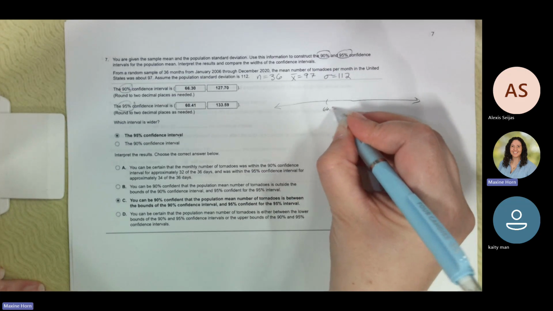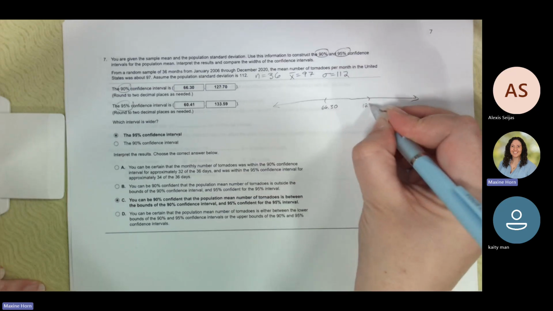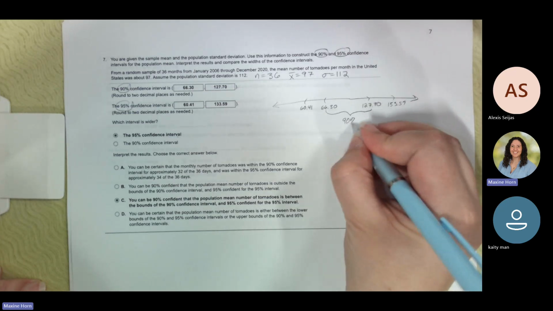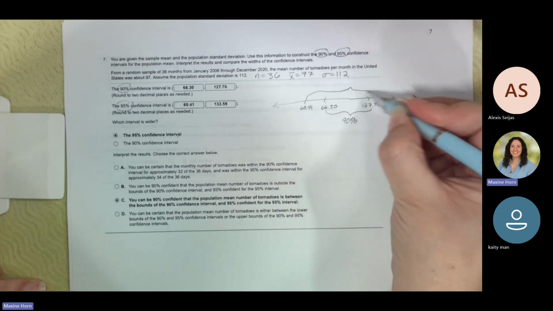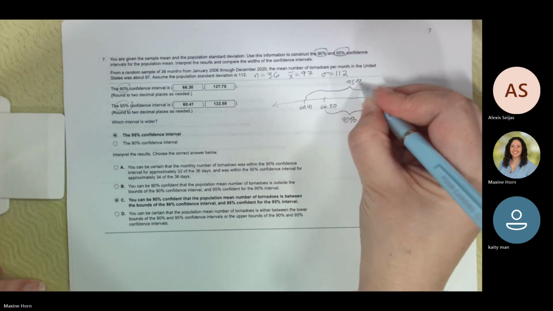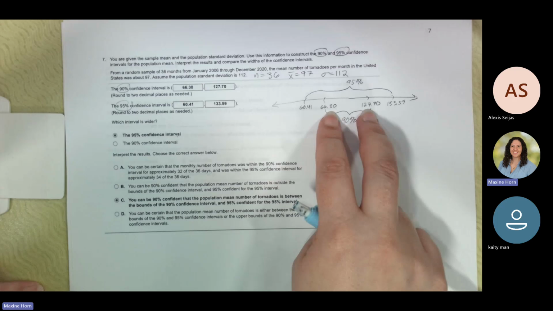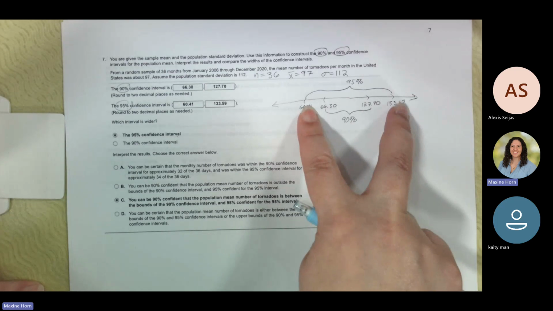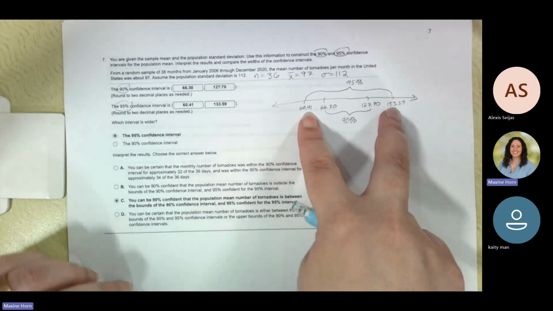Yeah, 66.30 to 127.70 versus 60, and this is not to scale, but to 133.59. So from here to here, we're only 90% confident. But if we want to be 95% confident, we have to widen our net to that. Right? So we can be 90% confident that the population mean number of tornadoes is between these two bounds. But if we want to be 95% confident, it's between these two bounds. Okay.